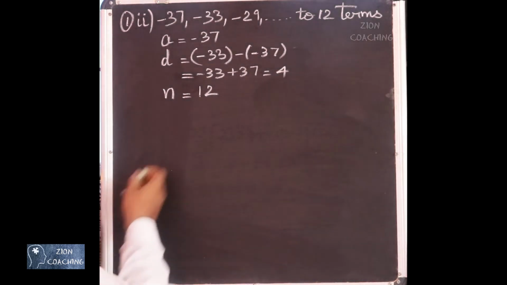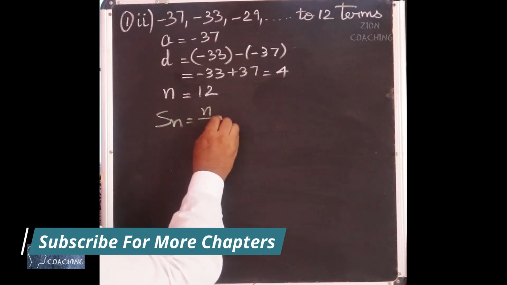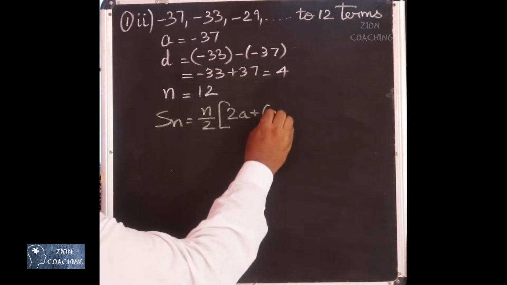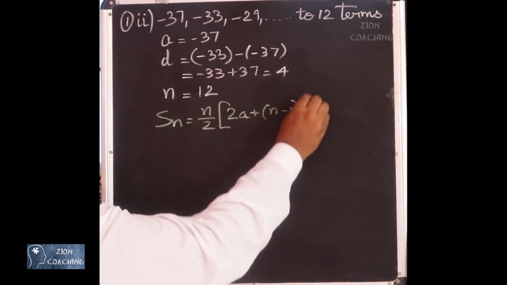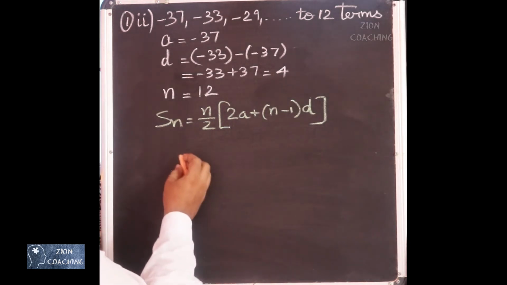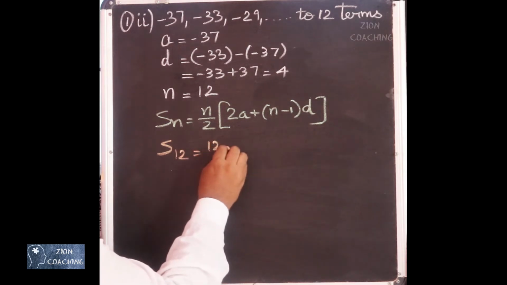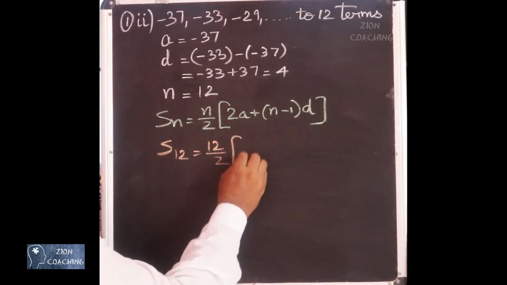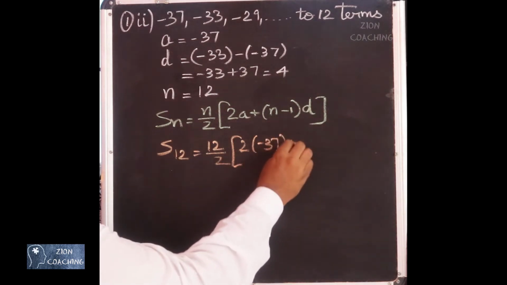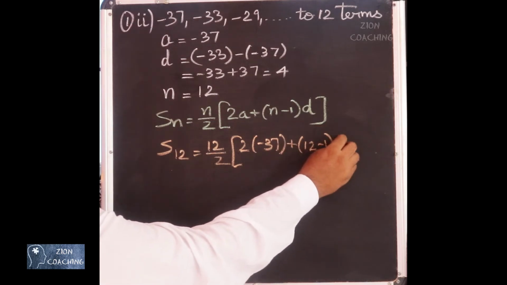Now we have the formula Sn is equal to n by 2 into 2a plus n minus 1 into d. We are going to substitute the values and find the sum up to 12 terms. N value is 12, so we have 12 by 2 into your a value, which is minus 37, plus 12 minus 1 into your d value, that is 4.